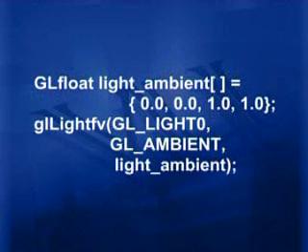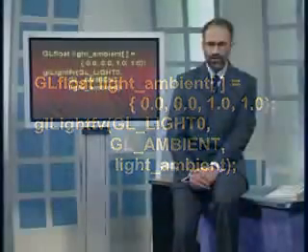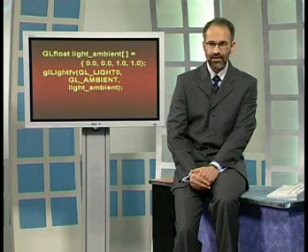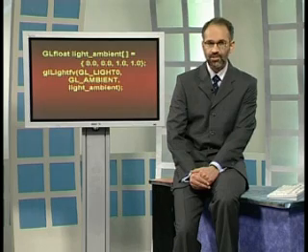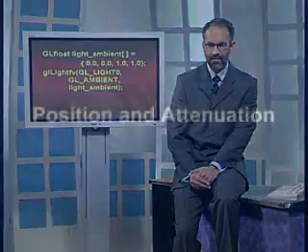GL float light ambient, specified value 0.0, 0.0, 1.0, 1.0. GL light FV, GL light 0, GL ambient, pass it on the values light ambient. Of course, whenever we talk about these 4 values specifying a specific light, for instance over here light ambient, we are talking about the RGBA format. I hope you can recall what that A was.